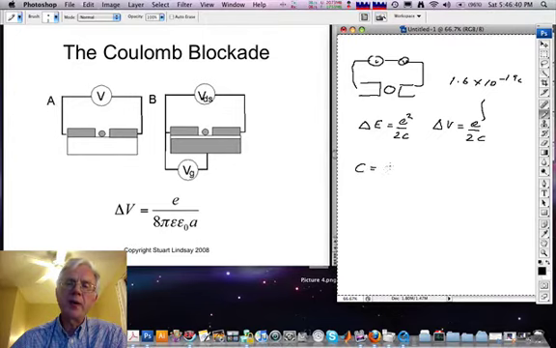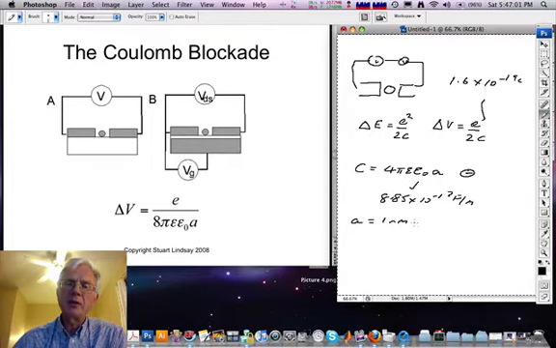For a spherical particle, C is 4 pi, times the dielectric constant of free space, epsilon 0, times the radius of the particle. Now, epsilon 0 is 8.85 times 10 to the minus 12 farads per meter. So for a 1 nanometer particle, it turns out that delta V is about 0.7 volts.